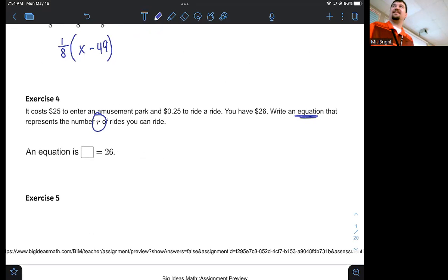Oh, okay. Grace's binder is here. She needs it. Okay.